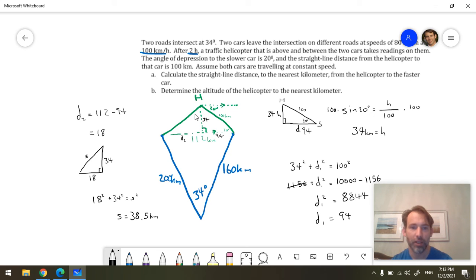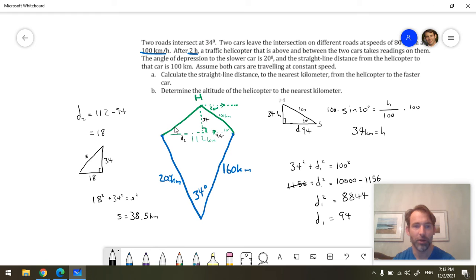So we've calculated the straight line distance of the faster car. The helicopter is actually much closer this way than it is that way. And we've determined the altitude of the helicopter to the nearest kilometer is 34. It's craziness. It's way too high. This is how we approach these questions.